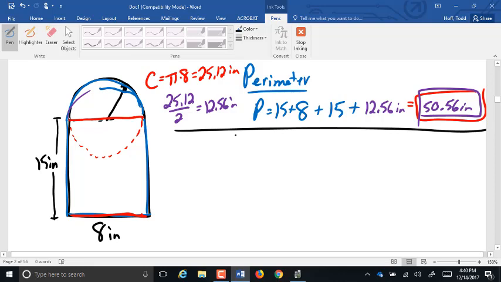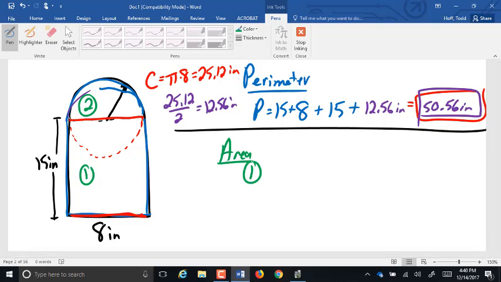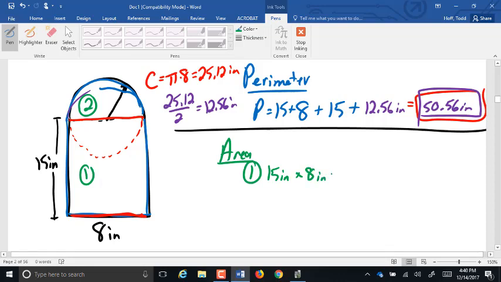The area of this is actually simpler than the perimeter. Area has 2 pieces, the rectangle and the half circle. Remember, to find the area of a rectangle is just length times width. So 15 inches times 8 inches, which is 120 square inches.